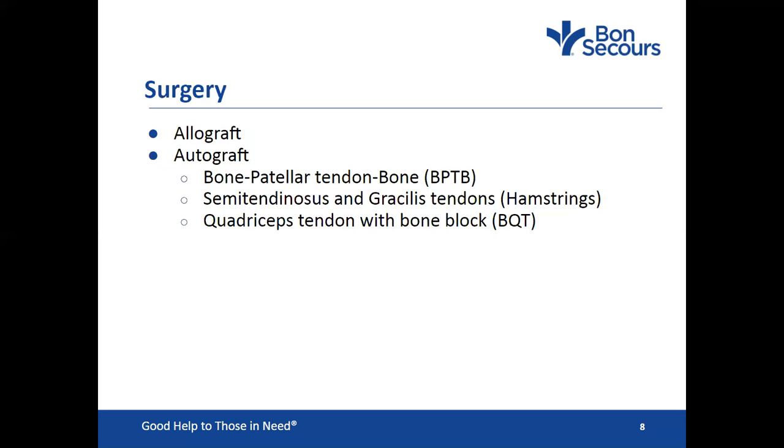There are 3 different types of autografts. The bone patellar tendon bone is when a portion of the patient's patellar tendon is used to reconstruct their ACL. The semitendinosus and gracilis tendons, which are hamstring tendons, could be used as well. The quadriceps tendon can be used with or without a patellar bone block.